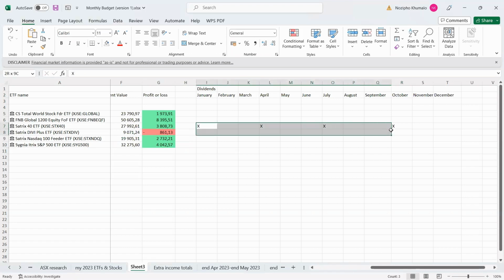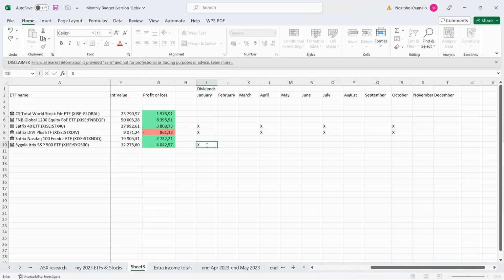So what I'm just going to do is copy this and paste it right here. NASDAQ does not pay dividends, so I'm not even going to put anything for that. Signia S&P 500 pays in Jan, and then they pay again in July, so I put an X there. F&B Global 1200 pays in February. They pay again in May, August, and then November. That's covered. CoreShares Total World, they pay in April. That's an X. Then the last one, they pay in October, I think.